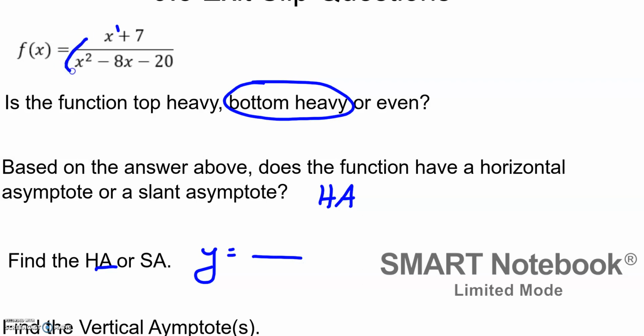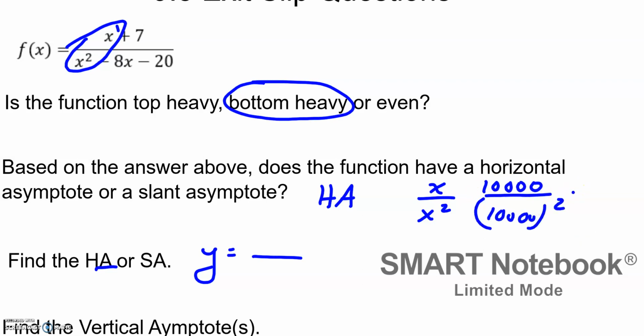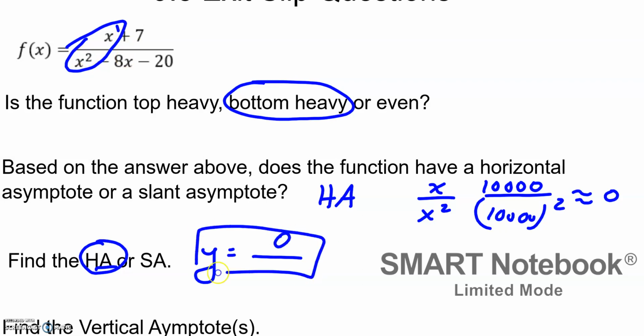Now, if you have something that is bottom heavy, so you really have x over x squared, if you take a number, you plug it in for x, and then you divide by that number squared, this is if you get numbers that are bigger and bigger and bigger. Like if I plug in infinity, something ridiculous, something huge like 10,000, and I divide by 10,000 squared, this answer is going to be very close to 0 because I'm taking a big number and dividing it by a huge number. So it's probably like 0.00000000001. So that means anytime you have a horizontal asymptote and it's bottom heavy, it's always going to be the equation y equals 0.